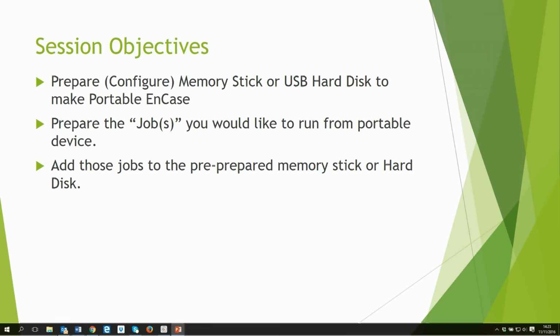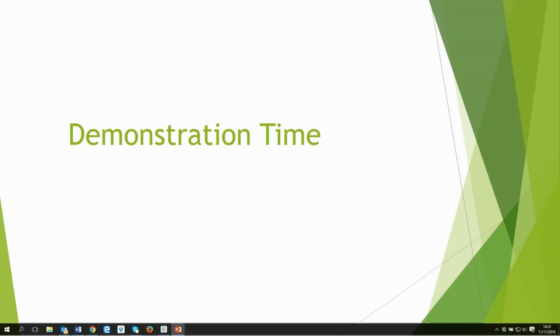And then you prepare different jobs. So maybe you just want to prepare that memory stick so that you can collect the evidence, or maybe you want to prepare it so that you can collect the internet artifacts. So each of those are different processes, different jobs. You need to prepare those jobs before you put those jobs into that memory stick. And at third stage, when you have your USB stick ready, you have all the jobs ready, you just add those jobs into your pre-prepared memory stick, what you have prepared before. So let's have a quick demonstration and see how it works.